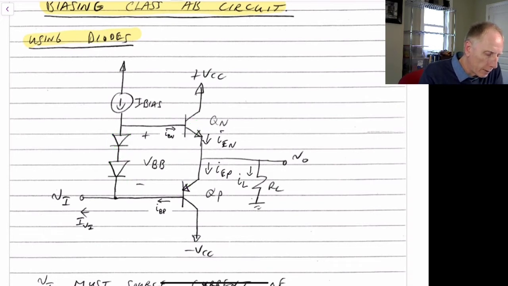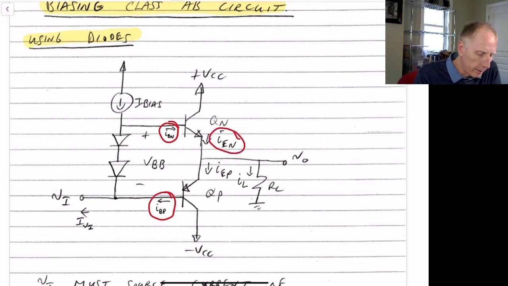Now we also would like to take into account this current here, which is the base current I sub BN into the NPN transistor, and the base current I sub BP, which is the base current for the PNP transistor. And we have, as before, I sub EN is this current, and I sub EP, the emitter current through the PNP transistor, is shown here, and this is I sub L as before.